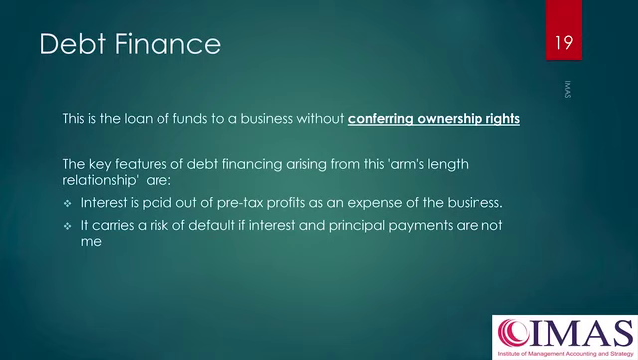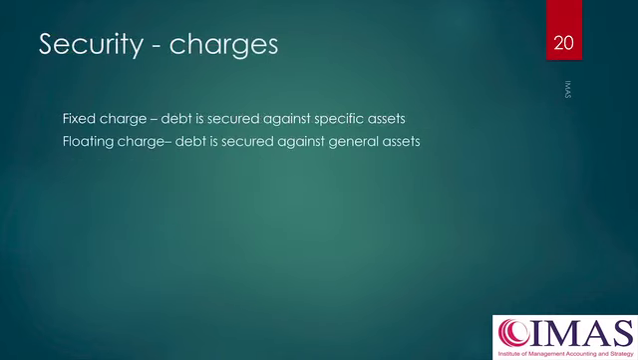Now the key features of debt financing arise from an arm's length transaction, where interest is paid out of pre-tax profits as an expense. It means that interest is going to be a tax allowable expense. And it carries the risk of default if interest and principal payments are not made. So that's on slide number 19. And on slide number 20, we're looking at security, or what we call charges.